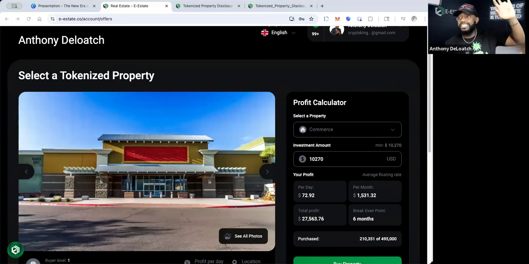Now, almost 30,000 in 18 months. And after the 18 months, if they decide to sell the property, you get your $10,270 back. That's how powerful our opportunity is, guys. That's how revolutionary our opportunity is.